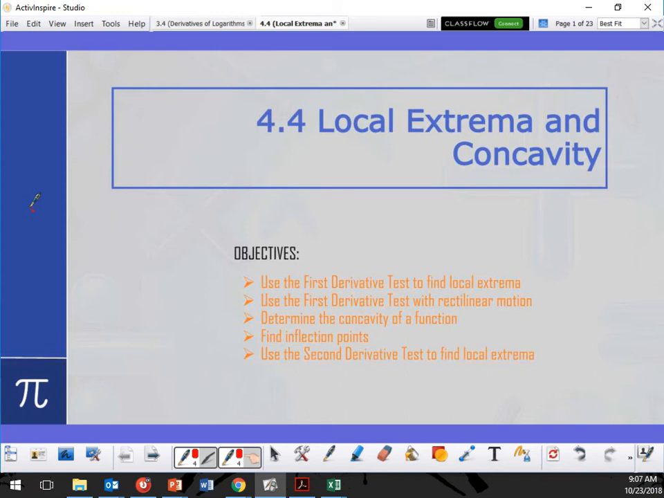Okay, so local extrema and concavity. First derivative test, find it. Second derivative test, determine concavity of a function, find inflection points, and second derivative test. Okay, all that makes sense? Yep. I'll abbreviate it here shortly, and you'll be like, oh, that's easy.